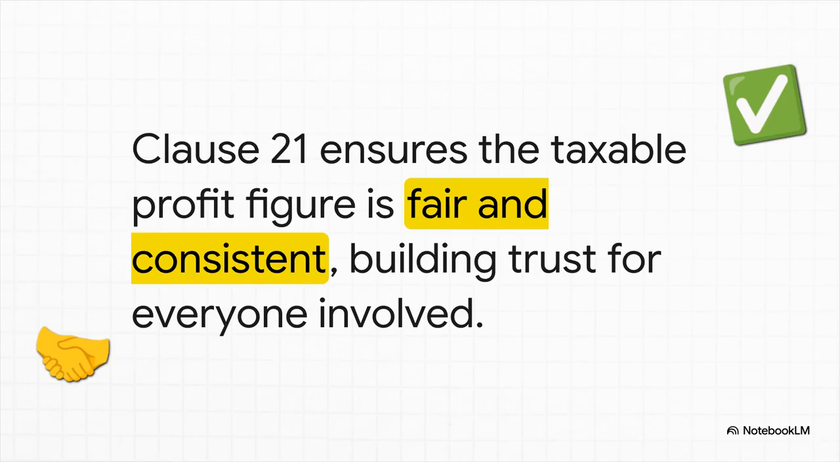And at the end of the day, that's what the Clause 21 filter is all about. It makes sure that your taxable profit isn't just some random number. It's a figure that's been calculated using a standard, consistent set of rules that applies to everybody. That builds trust, not just with the tax department, but with banks, investors, and the public. It makes the whole system more fair.